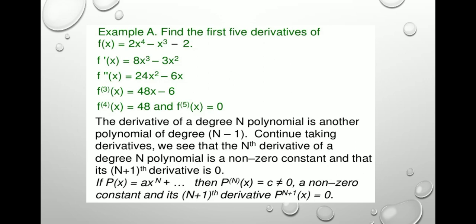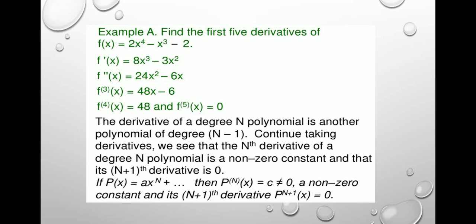Example: find the derivatives of f of x is equal to 2x to the fourth minus x cubed minus 2. The first derivative is f prime of x is equal to 8x cubed minus 3x squared. The second is 24x squared minus 6x. The third is 48x minus 6. And the fourth is 48. And the fifth is equal to 0.